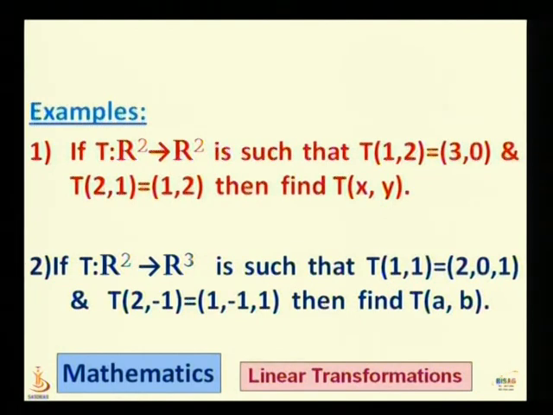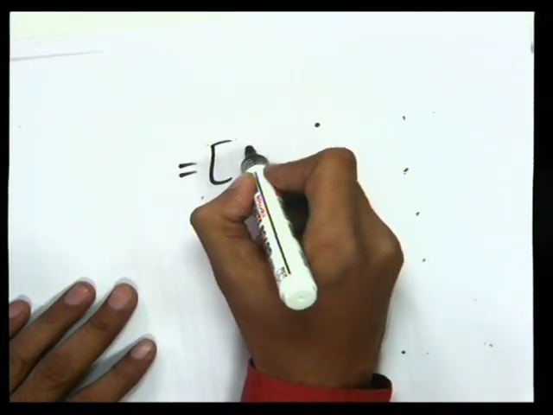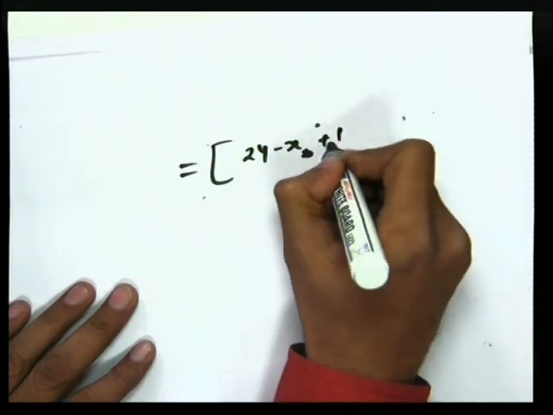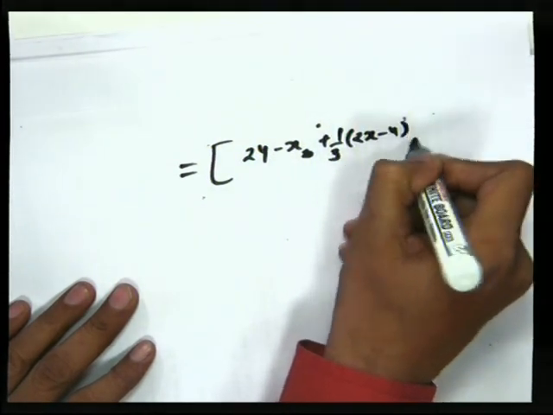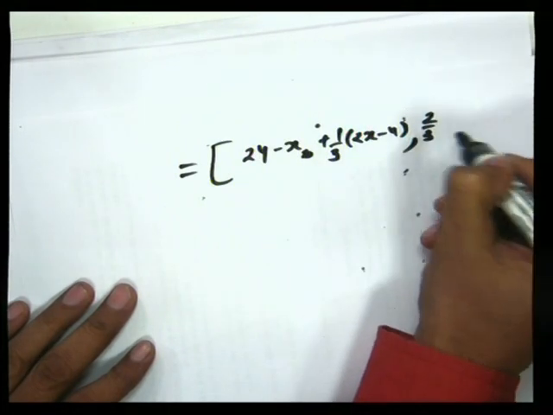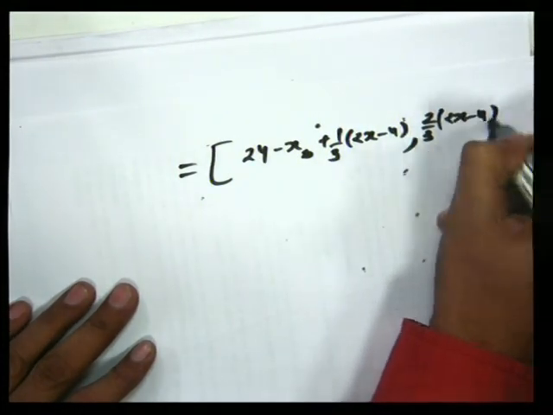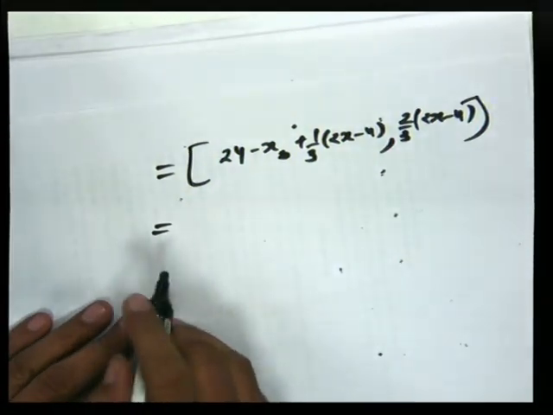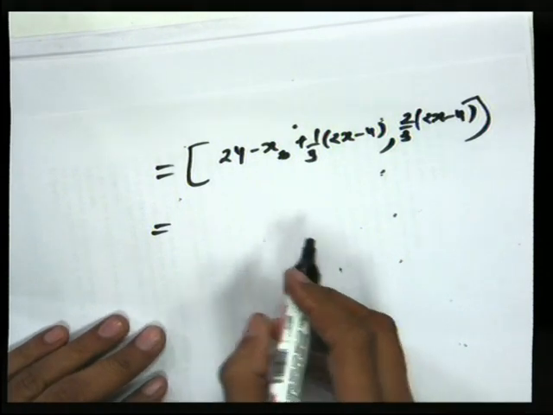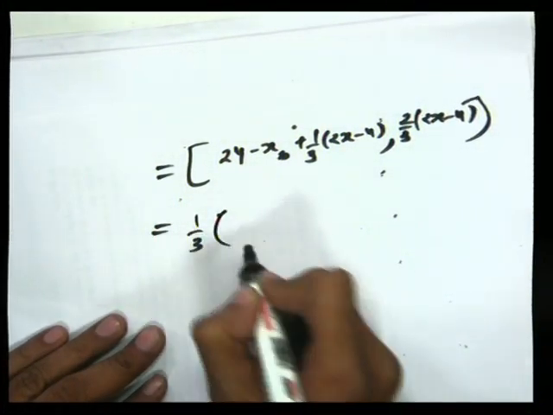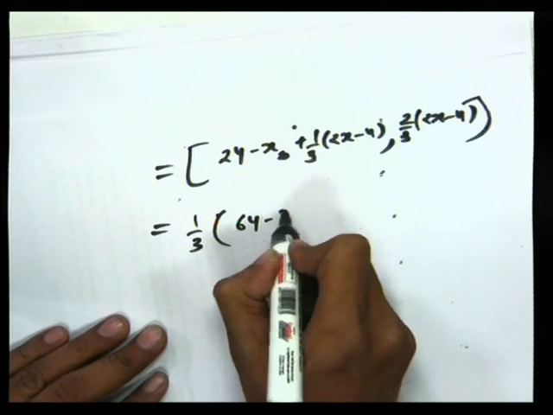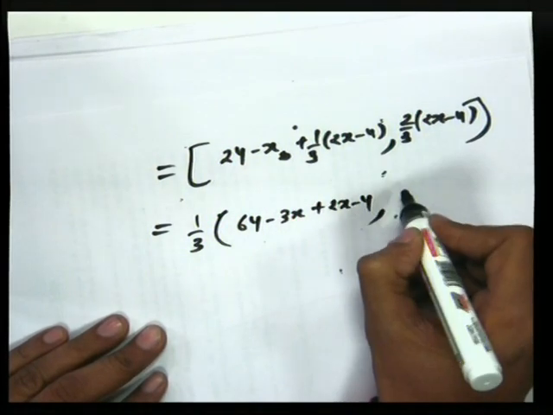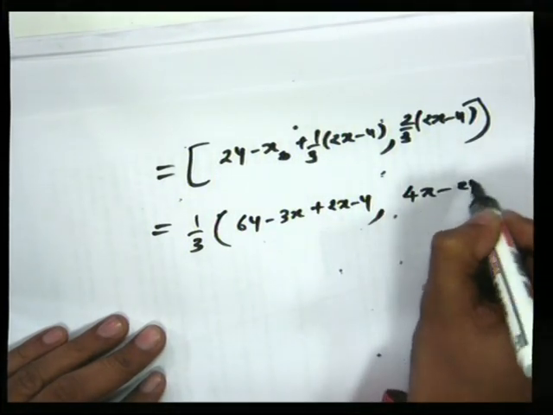So the first component is 2y minus x plus 1 by 3 times 2x minus y, and the second component is 2 by 3 times 2x minus y. This is equal to, now we can take 1 by 3 common from each component. So 1 by 3 times 6y minus 3x plus 2x minus y, and here 4x minus 2y.